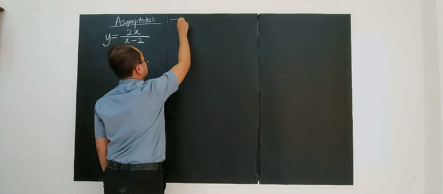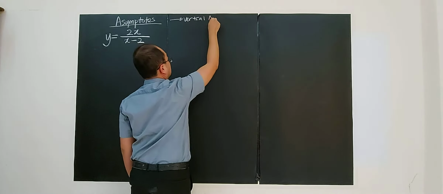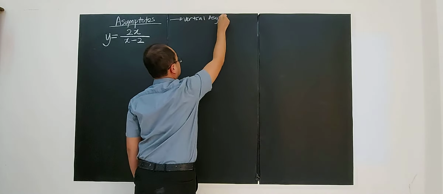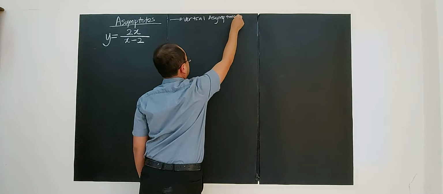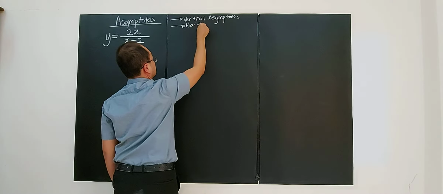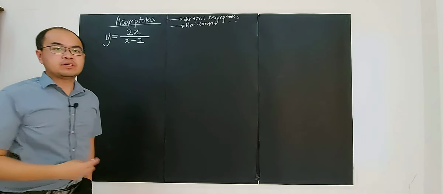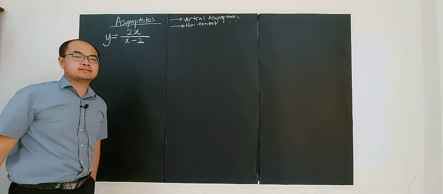Two types of asymptotes, which are vertical asymptotes and horizontal asymptotes. So we need vertical asymptotes and horizontal asymptotes.